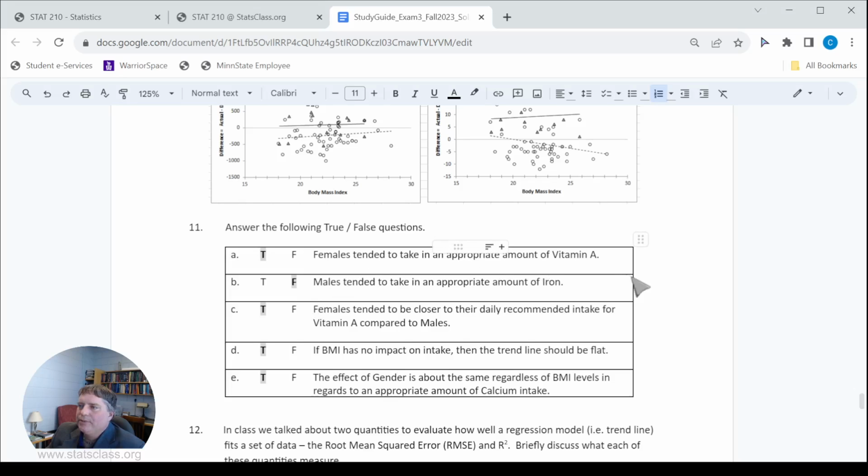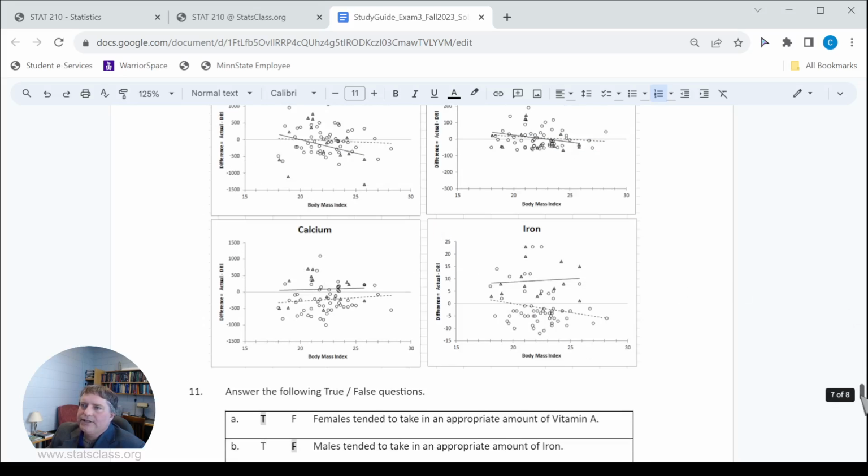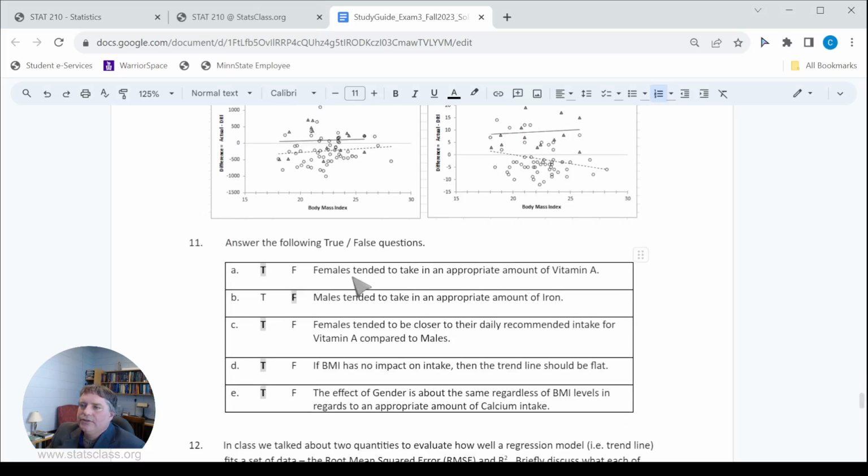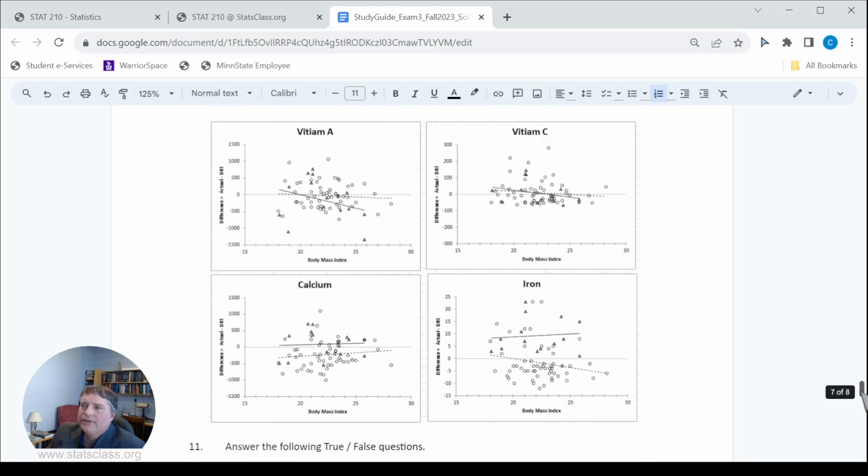Females tended to take in an appropriate amount of vitamin A. Well, that's the one I just described, so that's true. Again, that trend line for females is riding right along that 0 line. That's true. Males seem to be taking in an appropriate amount of iron. That's going to be false because males here in the lower right graph are well above the target. So males are taking in too much iron. So that's false. Females tended to be closer to their DRI for vitamin A compared to males. Again, that one's true because look at how the female line's riding right along their target, whereas male tends to be off.